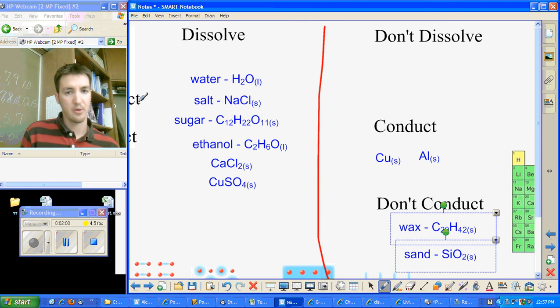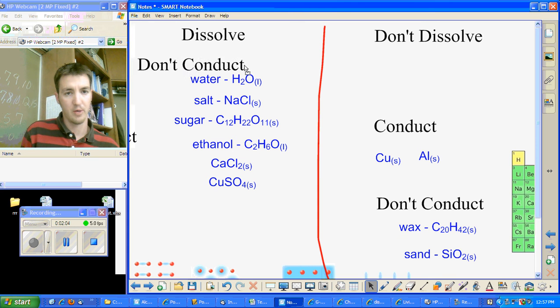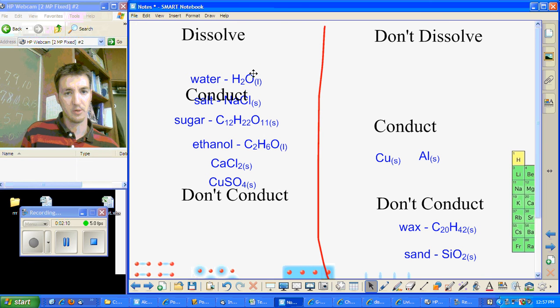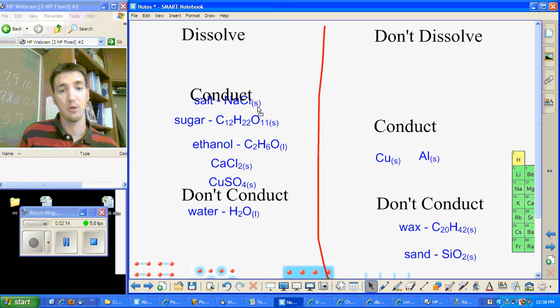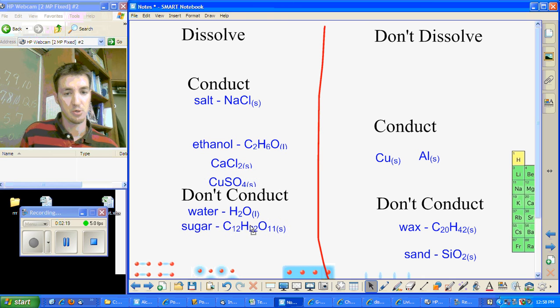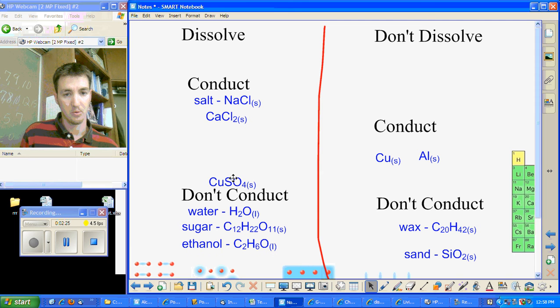On the other hand, with these, we had the ones that don't conduct and the ones that do conduct. So water, the pure water, does not conduct. The tap water did. So we'll talk about what that means. Salt conducted, sugar didn't. Ethanol did not. And your calcium chloride and copper sulfate did.